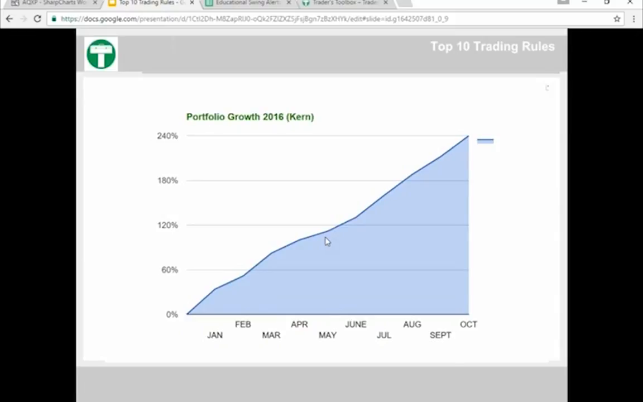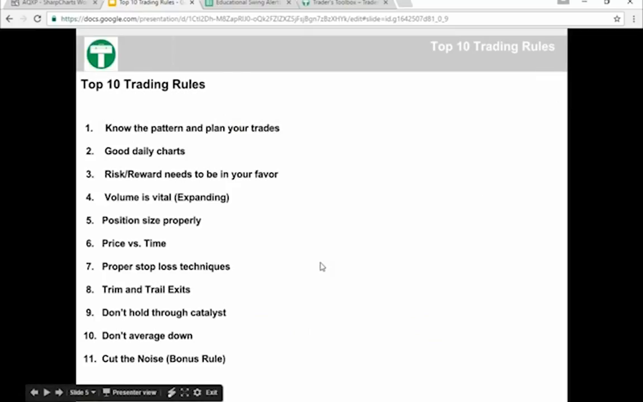But having said that, for every one of those pitfalls, I've had numerous successes, and I enjoy sharing in those successes and teaching and hoping that I get other folks out there to experience those as well. So moving on here, my top 10 trading rules.